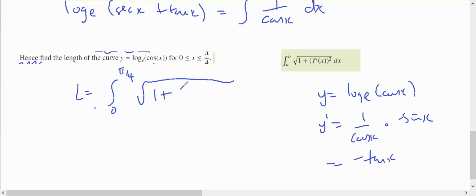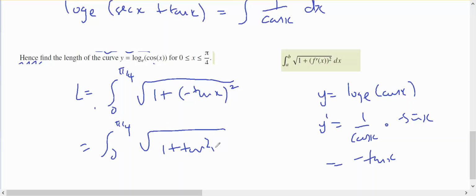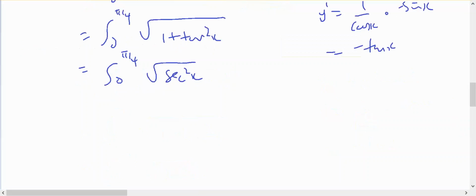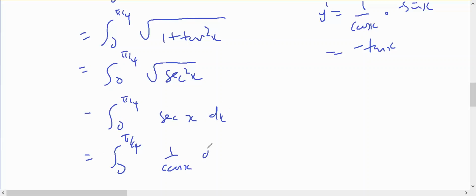1 plus negative tan of x squared, which will equal the integral from 0 to pi on 4 of the square root of 1 plus tan squared of x, and 1 plus tan squared of x is equal to the integral from 0 to pi on 4 of the square root of sec squared of x, and that's going to be the integral of 0 to pi on 4 of sec of x dx, which is equal to the integral from 0 to pi on 4 of 1 on cos of x dx.